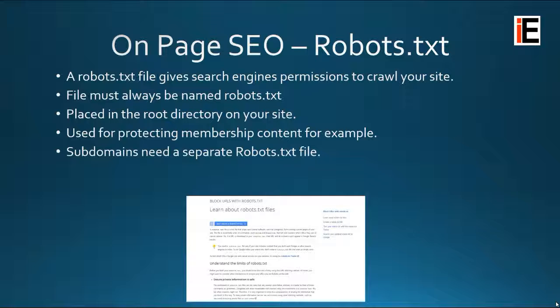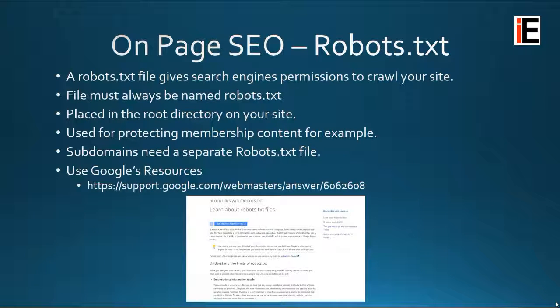Subdomains, they need a separate robots.txt file. So subdomains, they actually need a separate robots.txt file. Use Google's resources for this. They actually offer a cool tool where they will actually help you. So if you go to Google's Webmaster Tool resources and type in robots.txt, they actually will explain to you the entire process of creating one.